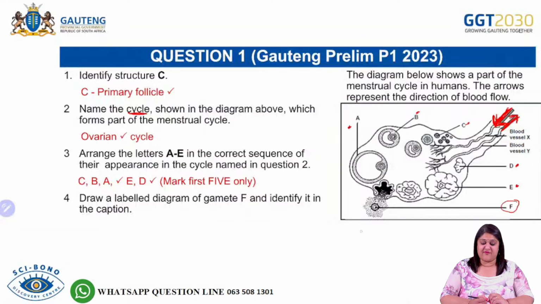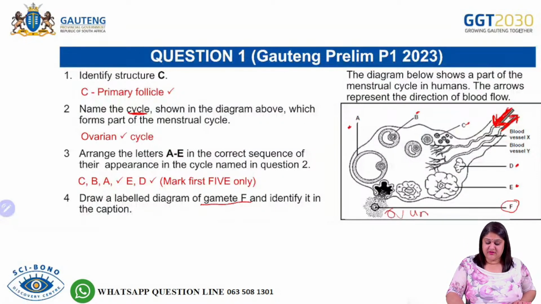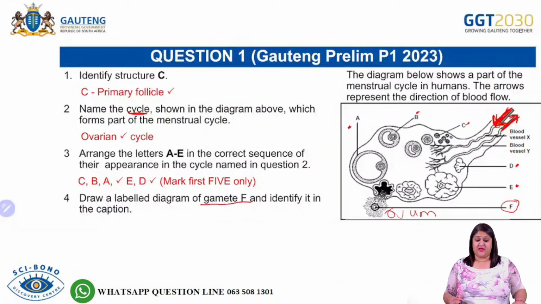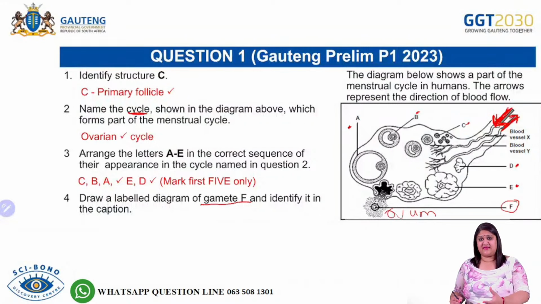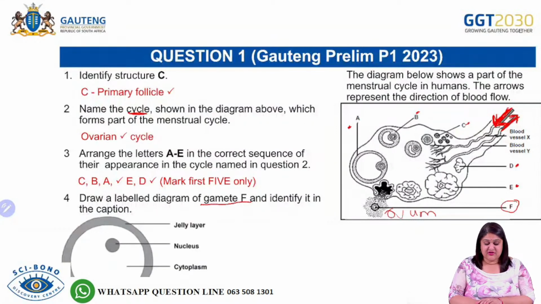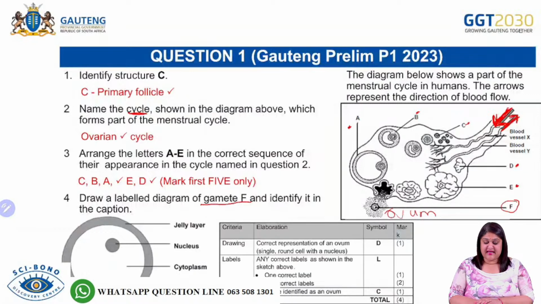Draw a labeled diagram of gamete F and identify it in the caption. Now, where learners went wrong here is that they didn't realize that gamete F is an ovum. So that's the first thing that we need to realize, is that this is an ovum and you need to be able to draw an ovum. It's very strange for me in a way because it's showing us their F and you can see that it's a round structure. At least if you had drawn a round structure and put a nucleus, you would be able to get marks, right? So let's have a look at the drawing, and I'm going to put the rubric as well because it's very important for you to see how we mark a diagram.